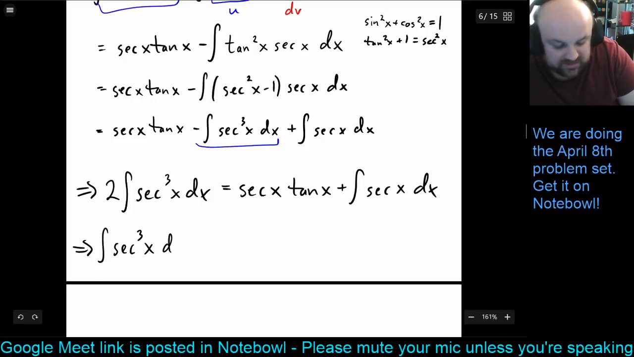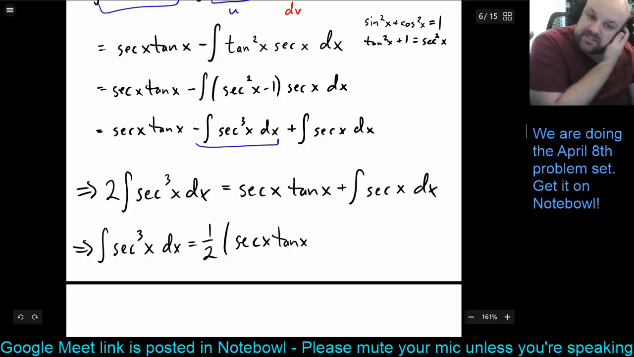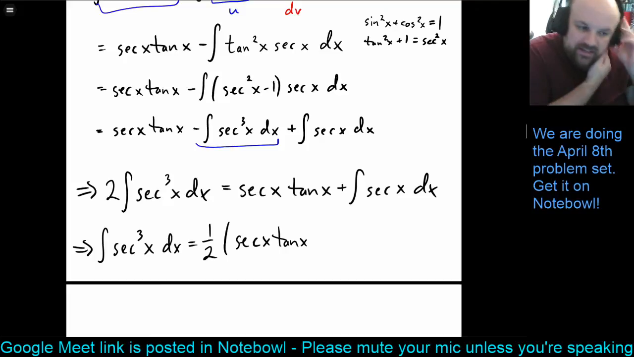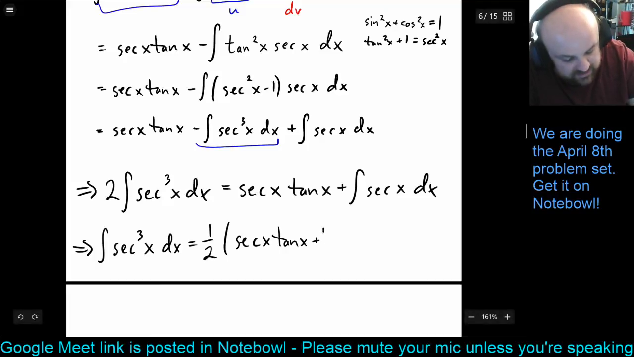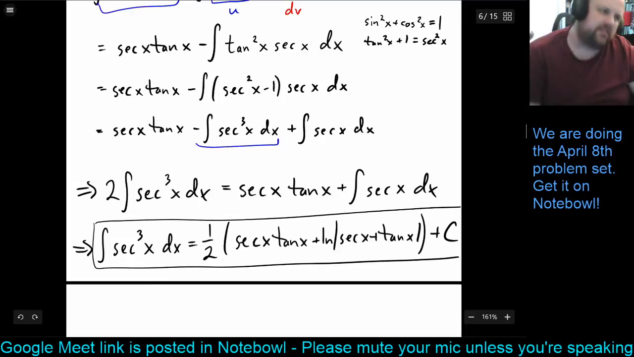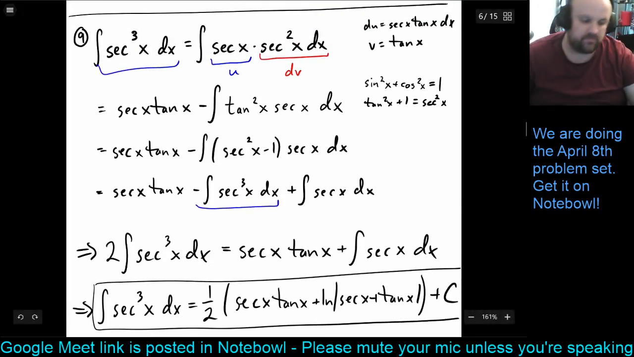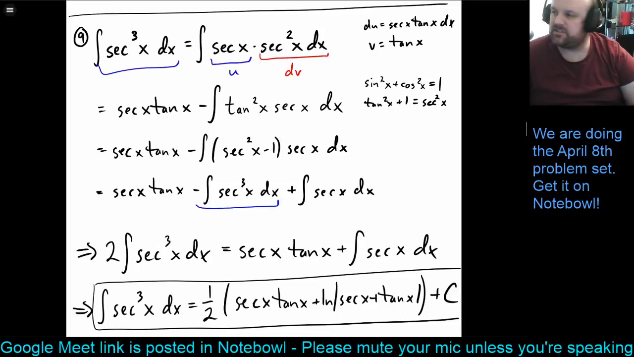Integral secant cubed x dx is going to be 1/2 of secant of x, tangent of x. If you remember, the integral of secant was that one that was a bit odd: ln of secant of x plus tangent of x, and then plus c. Kind of an interesting little trick to this integral. So any questions about that?